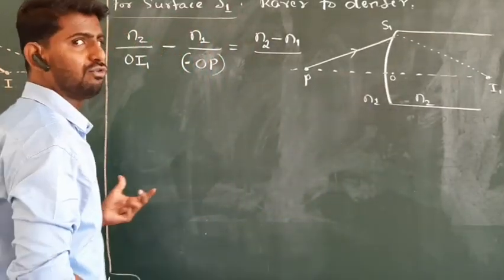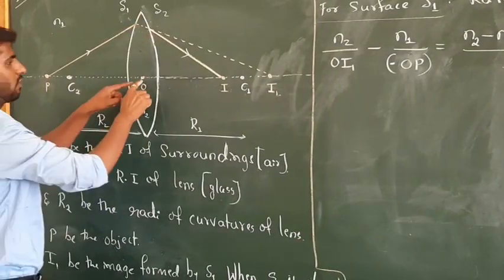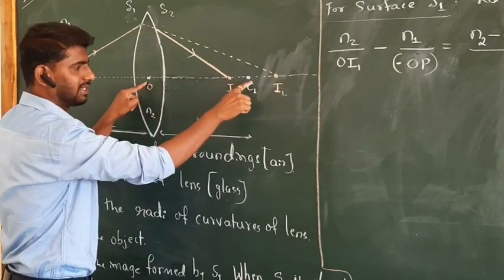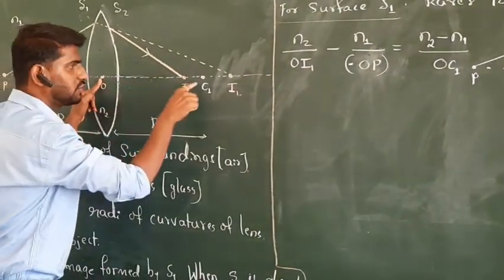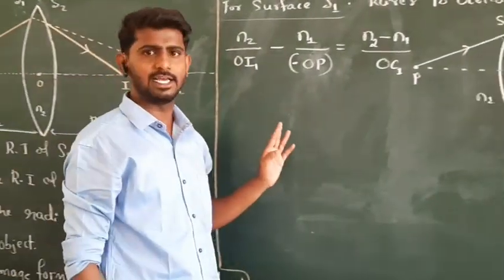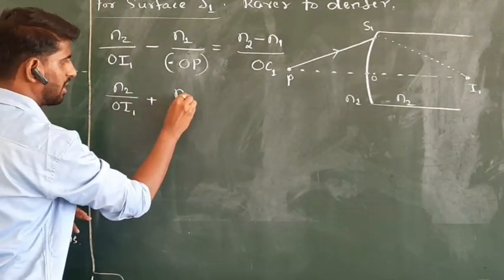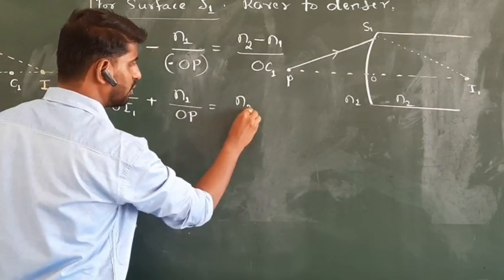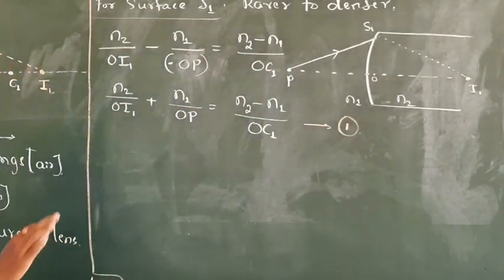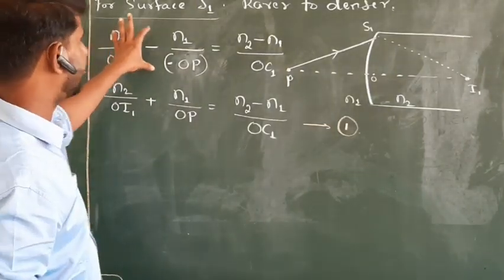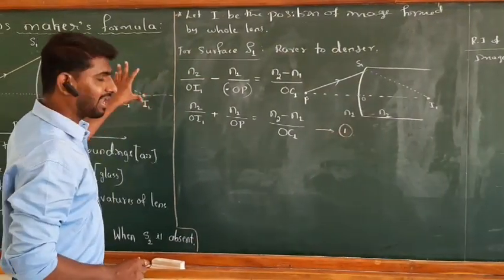So what's the radius of curvature for the first surface S1? See our diagram. Where is the radius of curvature for the first one? This one, for this surface. From O to C1, from here to here, I'll write this as OC1. Is it positive or negative? Our direction of measurement is like this, and the incident ray is also in this direction, so it should be positive. Is it clear? Next up. N2 divided by OI1 minus, minus becomes plus, N1 divided by OP, equal to N2 minus N1 divided by OC1. This is equation number 1. Is it clear? So we wrote the standard equation for the first surface, by assuming the second surface is absent and all these points are in the glass medium.